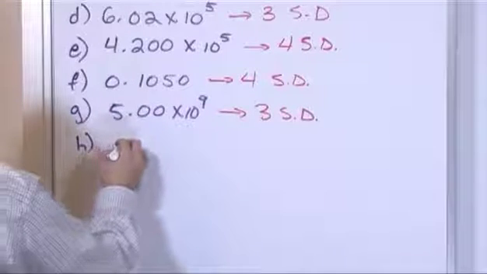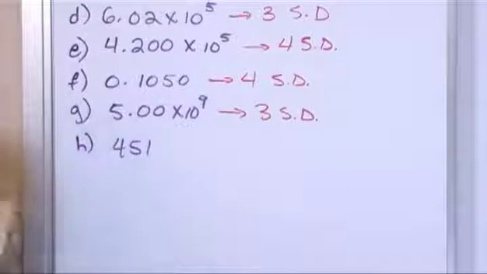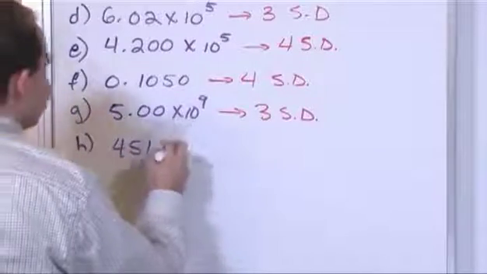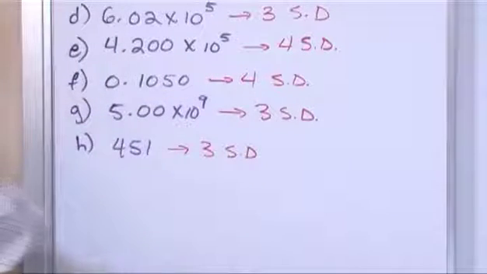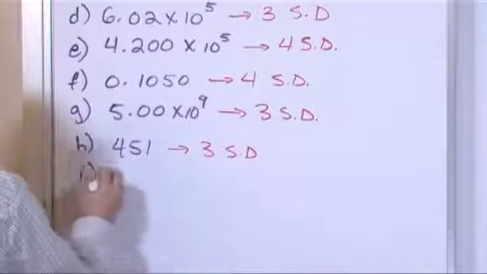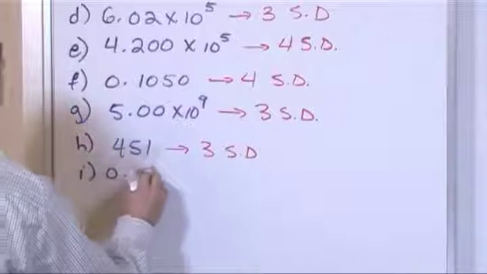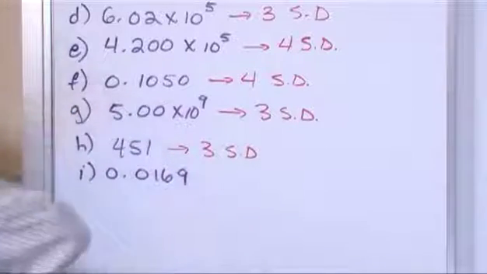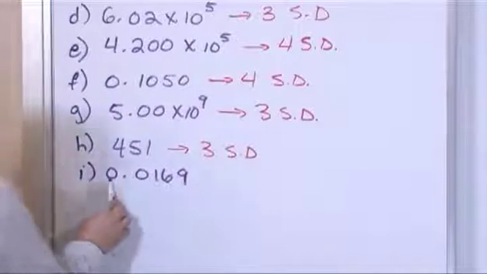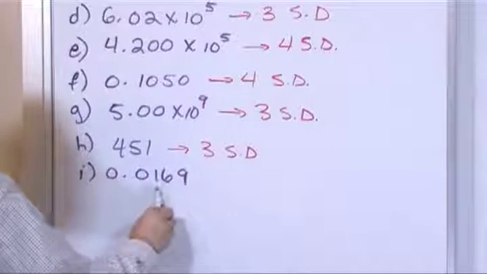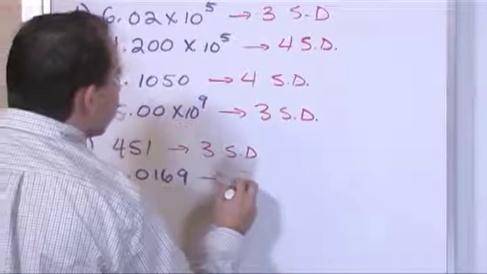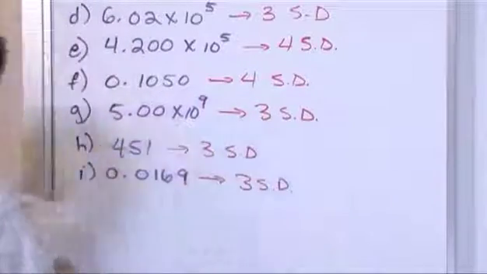Let's do an easier one. 451. How many significant figures do we have? 451 grams of something. 1, 2, 3. 3 significant digits. And what about 0.0169? Again, this does not count. This does not count because it's a leading 0 on the right-hand side. These trailing digits do count, so we have 3 significant digits.